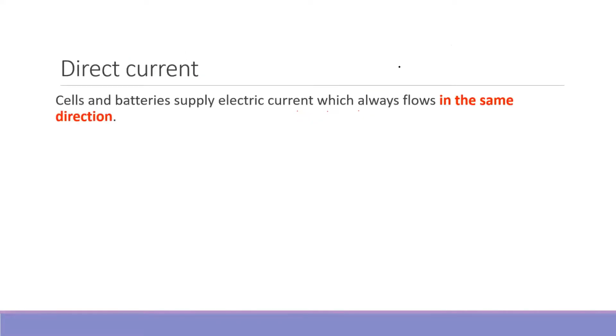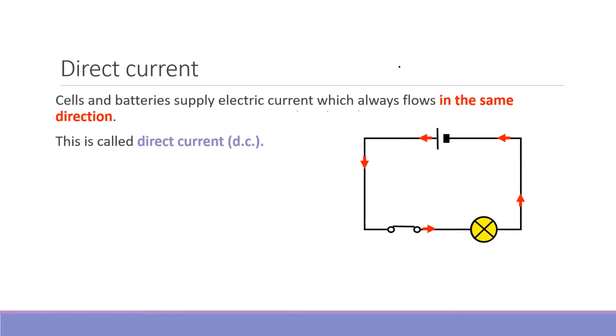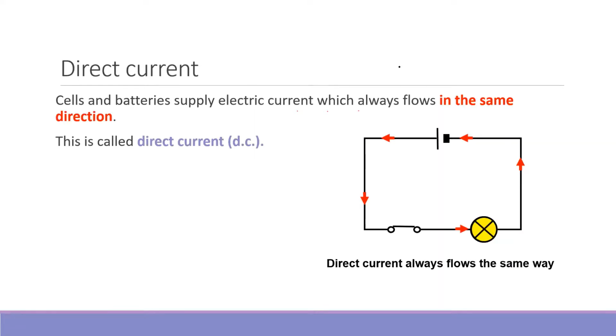So really quickly, a refresher in case you've forgotten. Direct current, or DC, is what batteries supply. They essentially make sure that the current goes only one way, and that's how the light bulb stays on, because it continues to receive that same voltage. Electric current always flows the same way. Alternating current is a bit different.